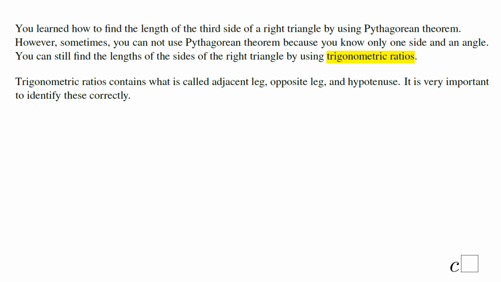We call them adjacent leg, opposite leg, and hypotenuse. It's very important to identify these correctly. So what do I mean? Let's take a look here. You see this angle B? For this angle B, this leg BC is what we call the adjacent leg, in short form, adjacent leg. On the other hand, this is the opposite leg, on the other side, okay? And this is the hypotenuse.